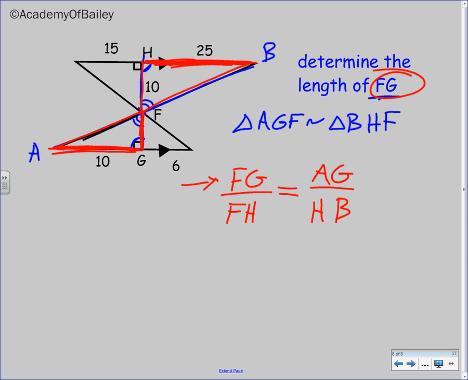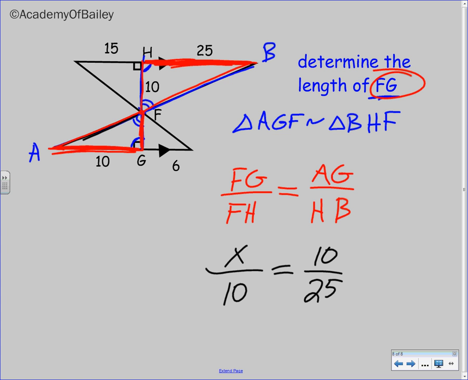Just pretend like that didn't happen. All right, so now FH and HB are part of the same triangle, so therefore we have things lined up. So now let's plug in some values. Well, FG is our unknown. FH is 10. AG is also 10. HB, 25.